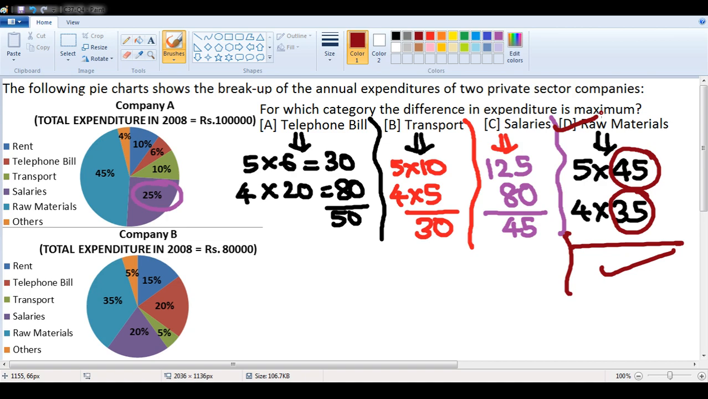Compared to all the other values, or if you want to calculate, 45 into 5 is 225, 35 into 4 is 140. The difference is how much? The difference is 85. 85 is the maximum difference.